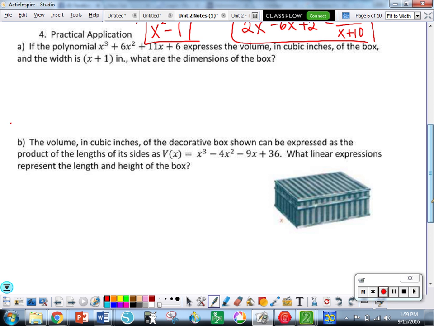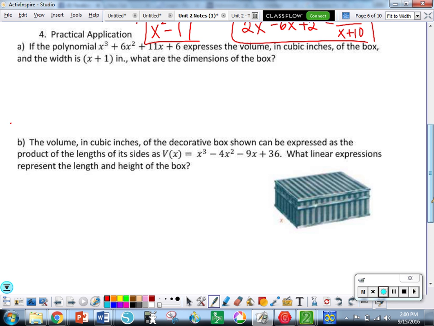Now we're told the entire volume, right? We're told one of the sides. We want to figure out the dimensions of the box. We need to figure out what this is and what this is. But you've already told me length times width times height, right? If this is one of them, don't I have to divide it out to find the other two? Yes, we're just going to have to divide it out, right?